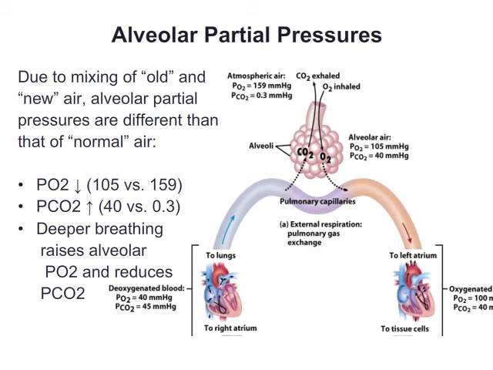of oxygen. Now, due to the mixing of old and new air, the alveolar partial pressures are different than that of normal air. For example, the partial pressure of oxygen is around 105 versus 159 in normal air, whereas the partial pressure of CO2 is actually elevated. The partial pressure of CO2 is usually 40 in the alveoli versus 0.3 within the normal air that we're breathing. So deeper breathing is going to increase the amount of alveolar ventilation, and that's going to reduce the partial pressure of CO2 and increase the partial pressure of O2.